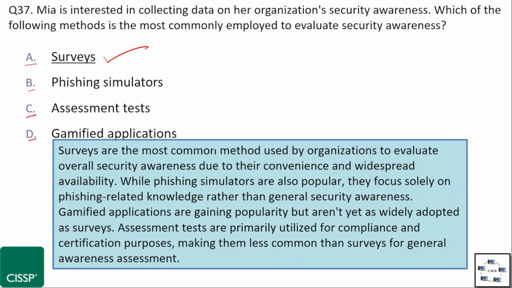So surveys are the most common method used by organizations to evaluate overall security awareness due to their convenience and widespread availability. While phishing simulators are also popular, they focus solely on phishing related knowledge rather than general security awareness. Gamified applications are gaining popularity but are not yet as widely adopted as surveys. Assessment tests are primarily utilized for compliance and certification purposes, making them less common than surveys for general awareness assessment.